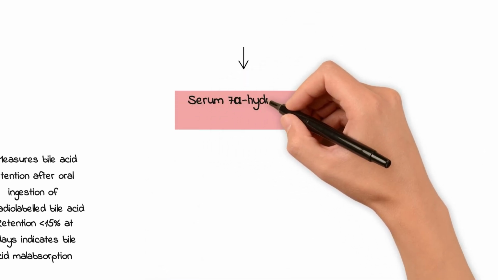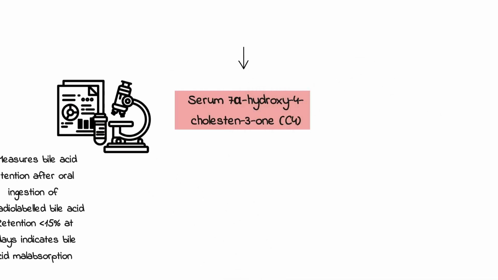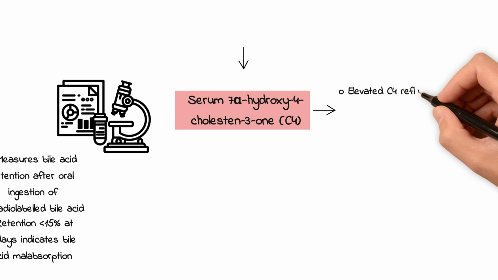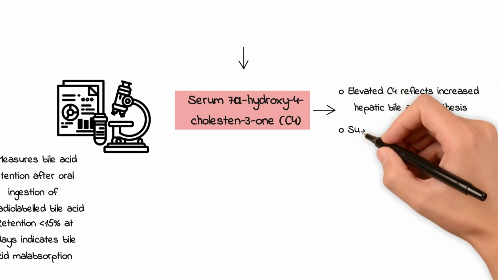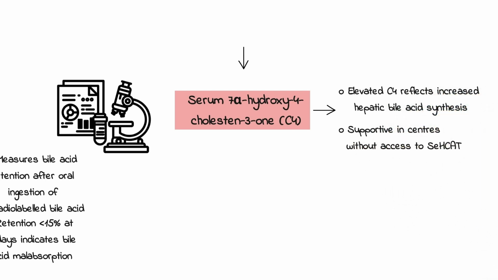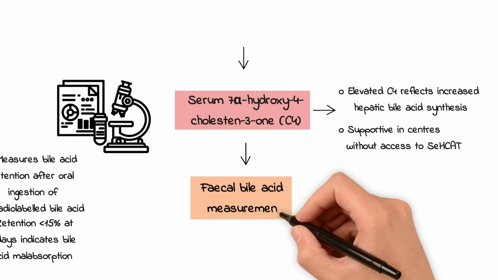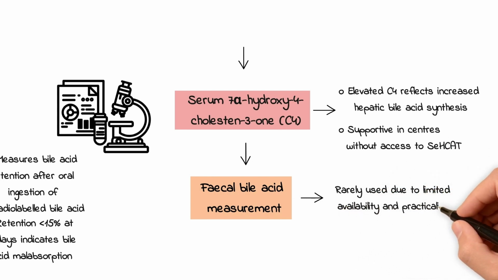Serum 7-alpha-hydroxy-4-cholesten-3-one, also known as C4. Elevated C4 reflects increased hepatic bile acid synthesis. This can be supportive in centers without access to SeHCAT. Fecal bile acid measurement. This is rarely used due to limited availability and practicality.